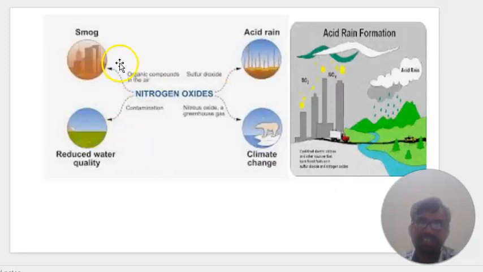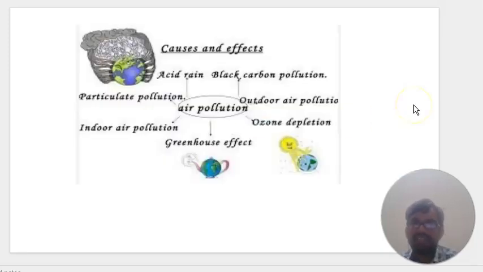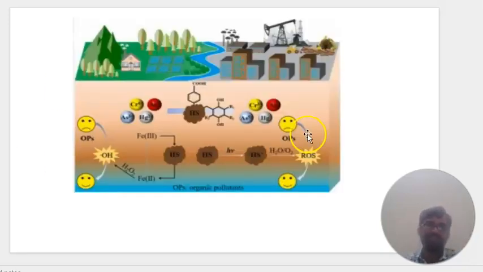Now you can see here smoke and reduced water quality, climate change, and acid rain, especially because of nitrogen oxides, which play one of the major roles in most of the pollutions. Now you can see air pollution, ozone depletion, the greenhouse effect, indoor air pollution, particulate pollution, acid rains, and other pollutants and their effects. You can see how pollution happens in this picture, and you will understand.